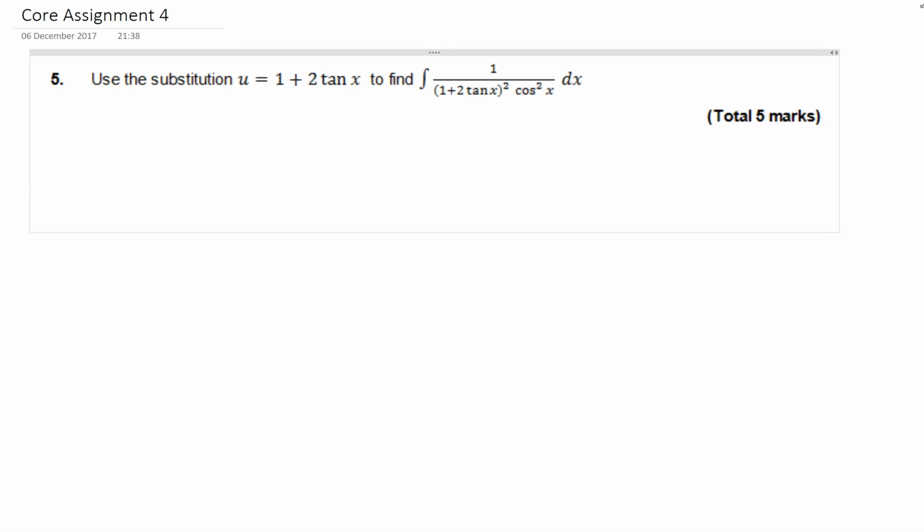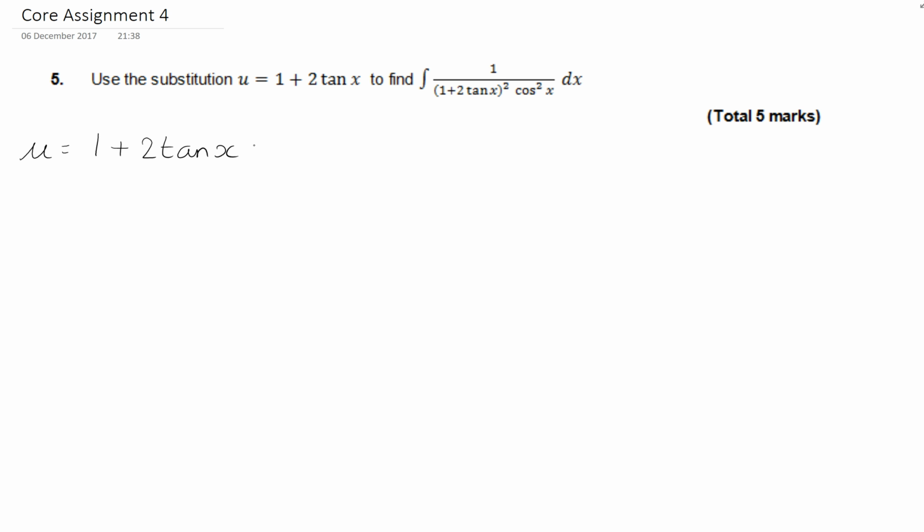Start off, as we do with every substitution question, by differentiating my u term, 1 plus 2 tan x. Tan x from our formula book we know differentiates to sec squared. So du by dx, the 1's going to disappear, so I'm ending up with 2 sec squared x.